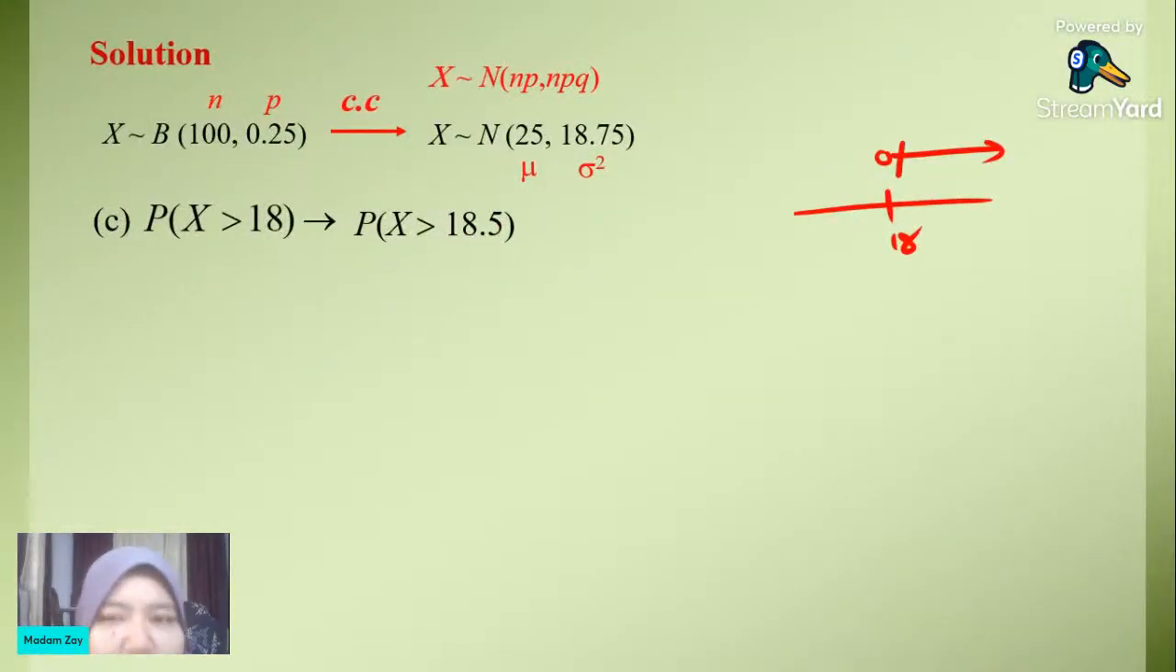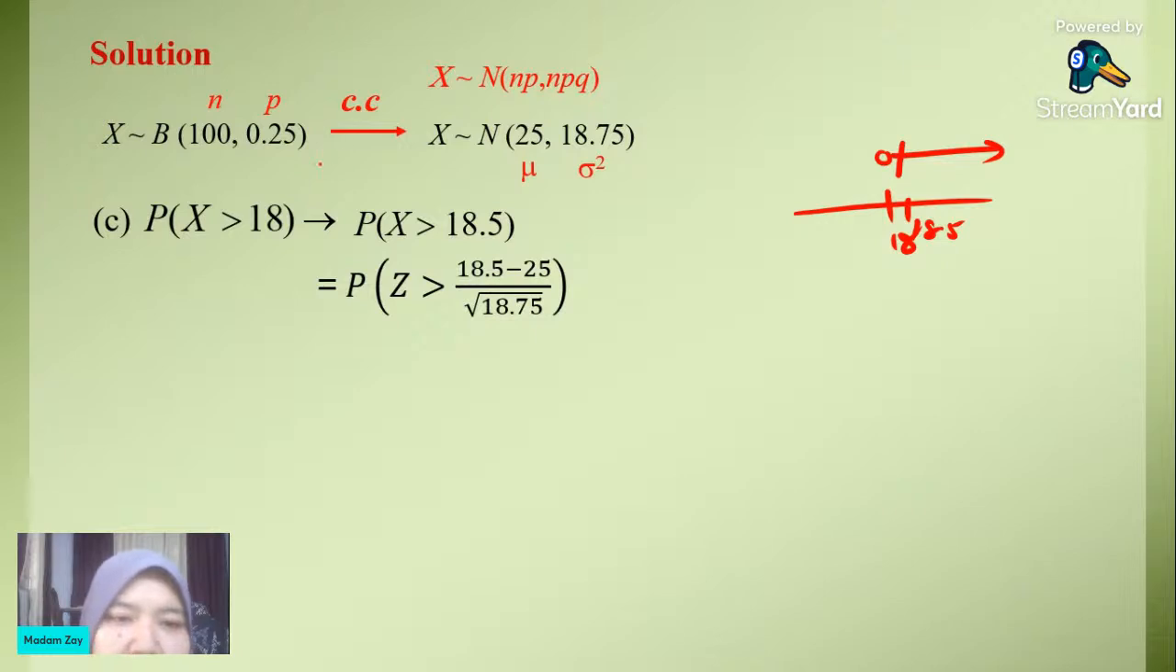18 is not included. So we have to cut the ties. So we take from 18.5 and above. Okay, so 18.5 and above. So the step of continuity correction is done. And then we continue with standardizing, which is to use the formula x minus mu over sigma, which is 18.5 minus 25 over square root of 18.75.